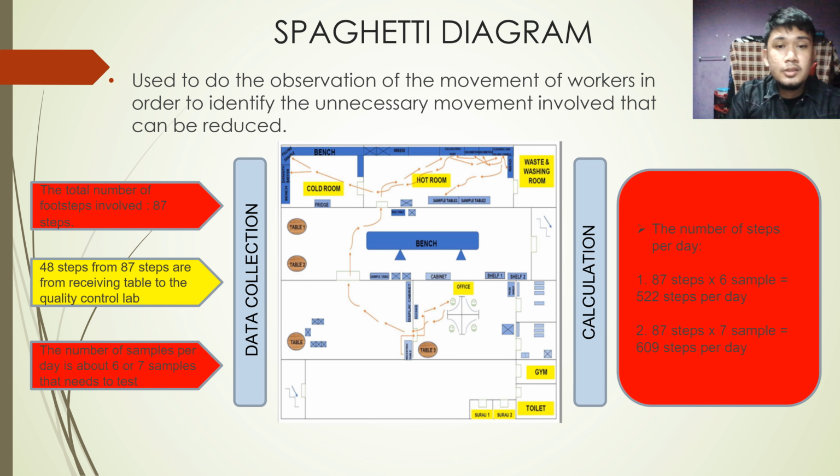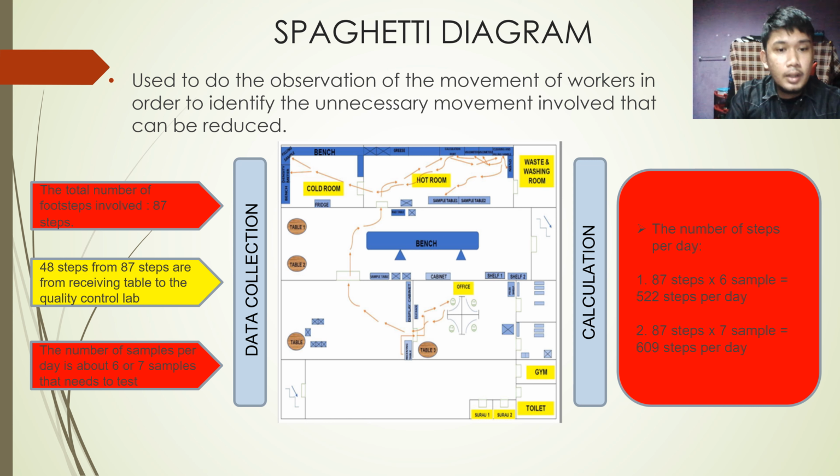The last method used is the spaghetti diagram. The spaghetti diagram is used to observe the movement of the workers in order to identify the unnecessary movement involved that can be reduced. The figure below shows the movement of the staff in doing their work.